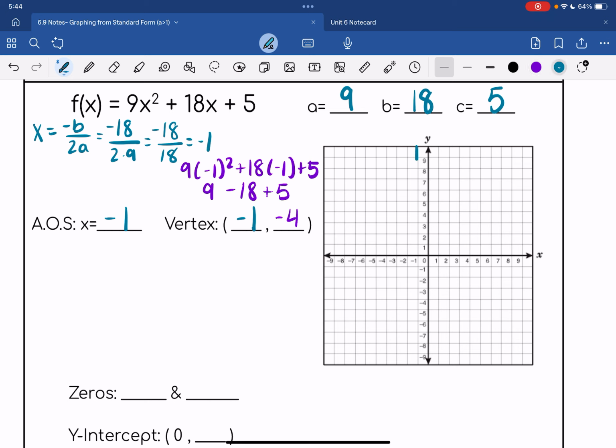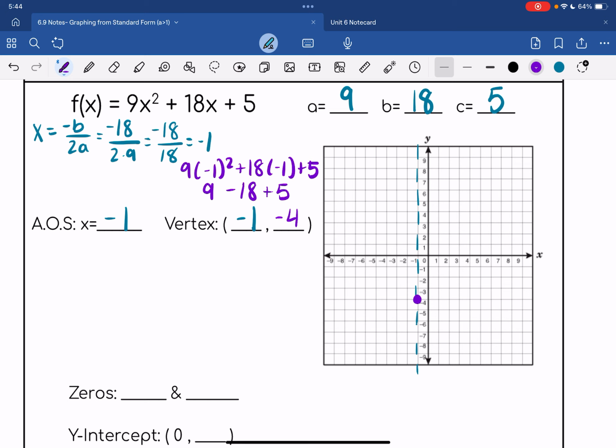So let's go ahead and graph those two things. I've got my axis of symmetry at negative 1, so graphing a vertical line there. And then my vertex is negative 1, negative 4. So left 1, down 4, put a point there.